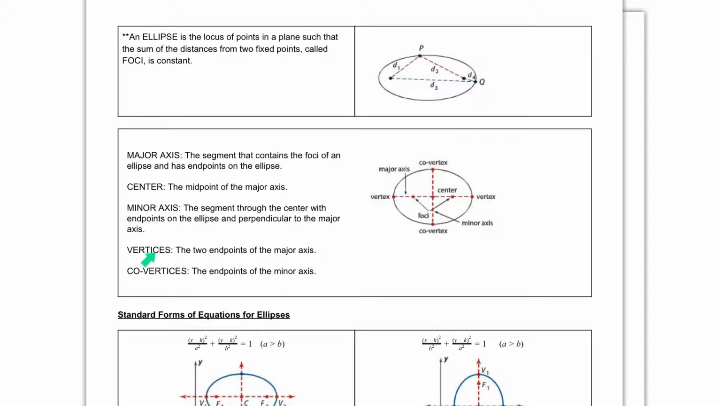Our vertices are the two endpoints of the major axis. So we have a vertex here and a vertex here. And our co-vertices are going to be the endpoints of our minor axis. So a co-vertex here and up here.